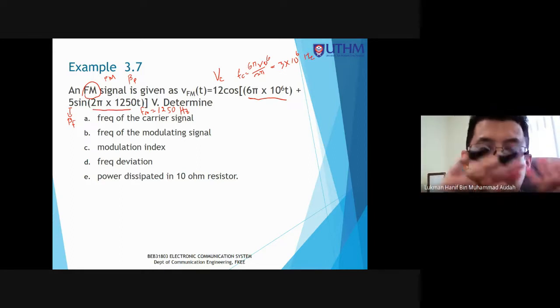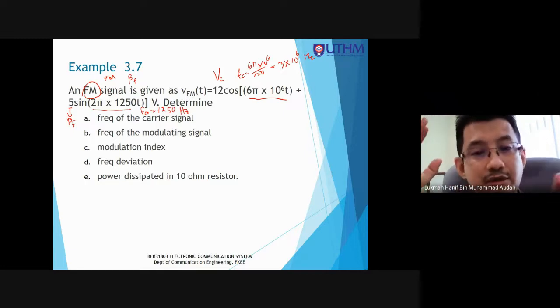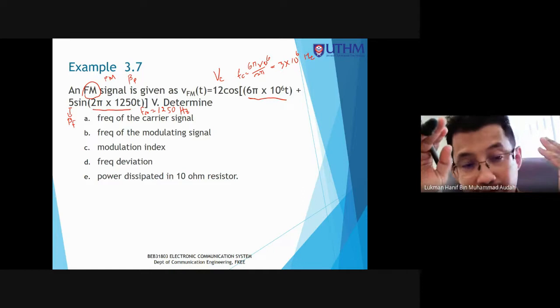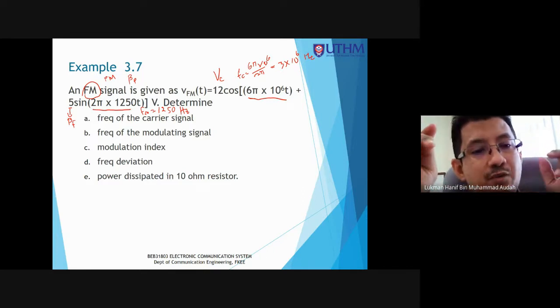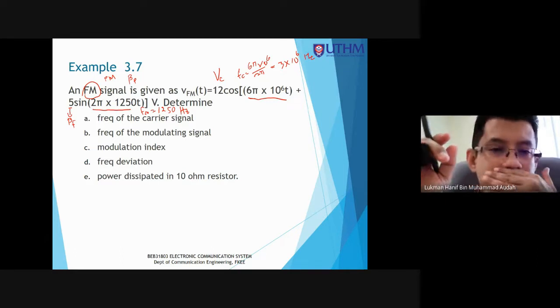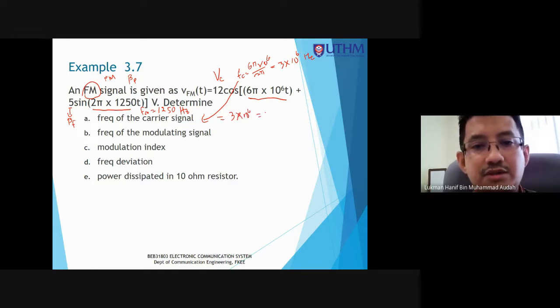Daripada soalan saya dah boleh tahu banyak perkara. Okay, so from the equation straight away convert to the important parameters. Then you can answer the question. Determine first question, frequency of the carrier signal. We already determined the carrier frequency from this value, so you need to divide with 2 pi. I already done this, so this is actually equal to 3 mega, 3 times 10 power of 6, or you can say that this is 3 megahertz.